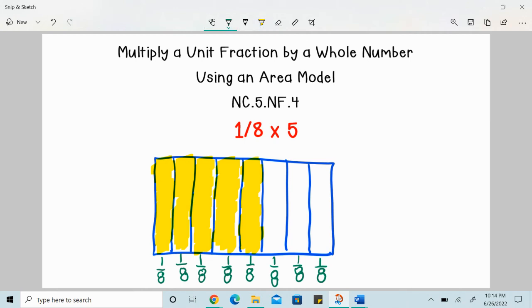Now to help me determine the product, I could look down here and see, well, that means I have 1/8 plus 1/8 plus 1/8 plus 1/8 plus 1/8. And drawing on what we learned in fourth grade, I know that that is a total of 5/8. So that lets me know that 1/8 times 5 is equal to 5/8. And so that is how we can use an area model to multiply the unit fraction 1/8 times 5.